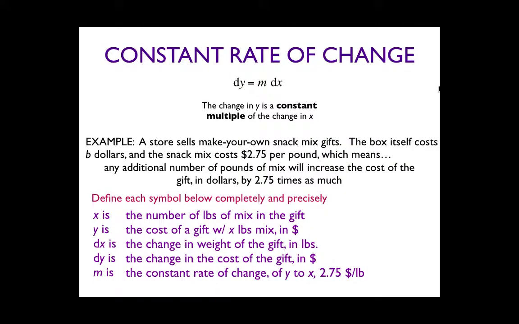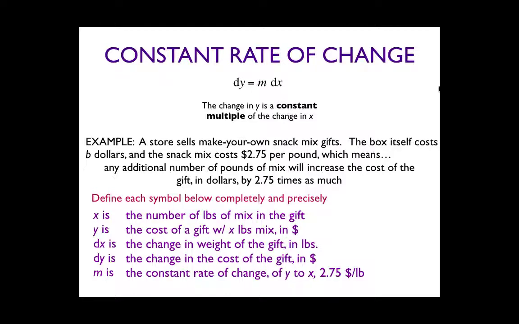Right, so if x and y are in a constant rate of change relationship, like this, where there's one rate that tells you how a change in one impacts a change in the other, the value of that m here, we said, is 2.75, meaning $2.75 per pound. For any additional number of pounds of snack mix purchased, multiply that number by 2.75, and you get the extra number of dollars that that additional weight costs you when you go to purchase your snack mix.